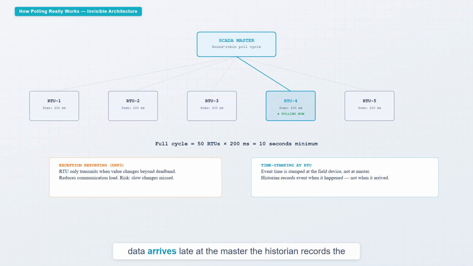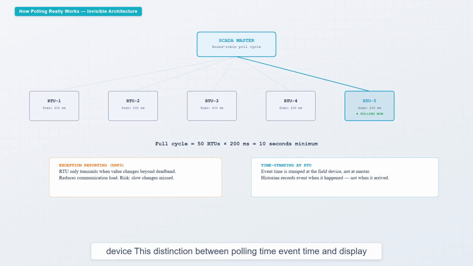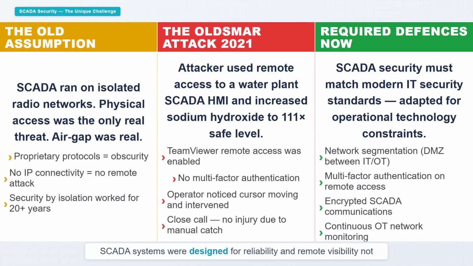Timestamping at the RTU solves the time skew problem. Even if data arrives late at the master, the historian records the event at the time it actually occurred at the field device. This distinction between polling time, event time, and display time is critical for alarm analysis and incident investigation.